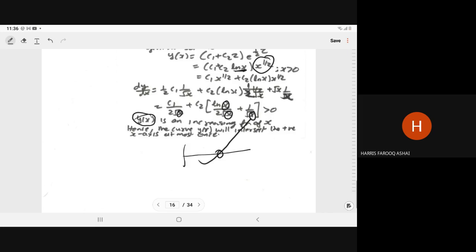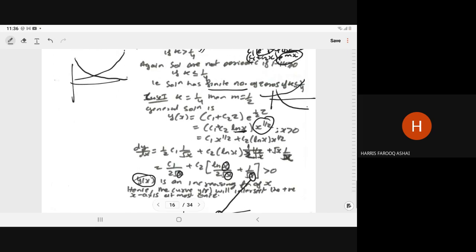So nowhere have we computed the solution, right? Without computing the solution, we have seen the nature of the solution. But the same property you will get if you compute the solution.